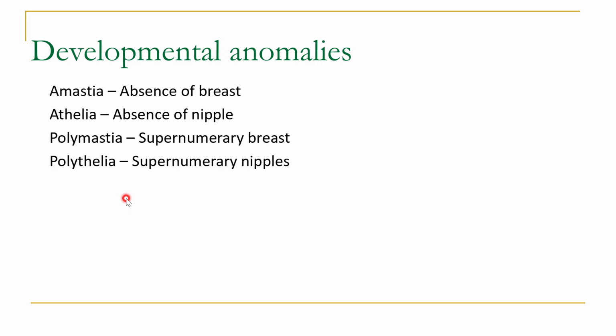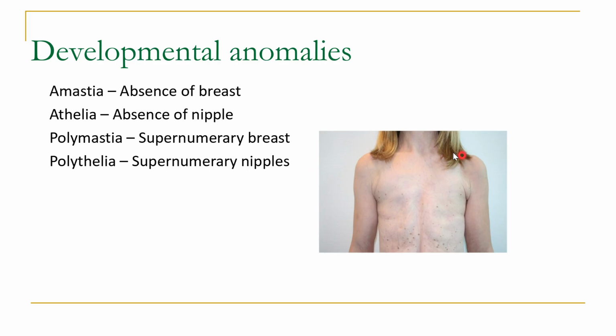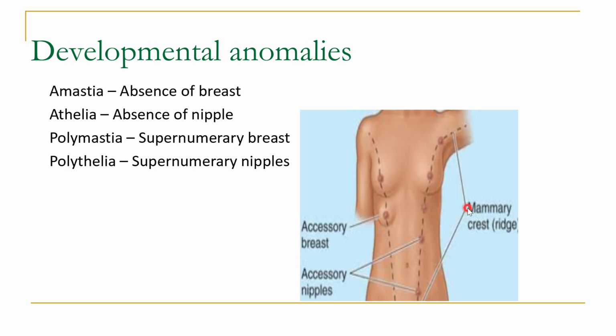Coming to the developmental anomalies, amastia means absence of the breast. Athelia is absence of the nipple. If there is a supernumerary breast, it is called polymastia. If there are supernumerary nipples, they are called polythelia.